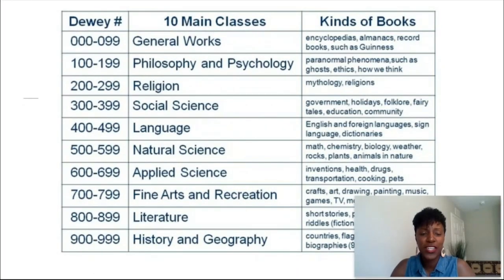Now here it's broken down a little bit further. So if you take a look, let's look at the 300s here. In the 300s, they're called the social sciences. You're gonna find books on education, fairy tales, holidays, and even government books. However, if you went down to the 700s, you're gonna find those books on Fortnite, on TV shows, on drawing and crafts. It's a pretty cool and elaborate system, if you ask me.